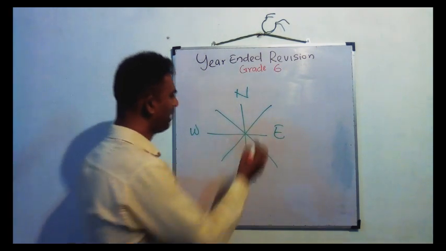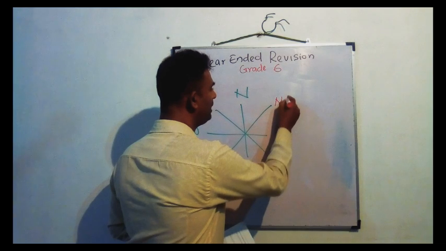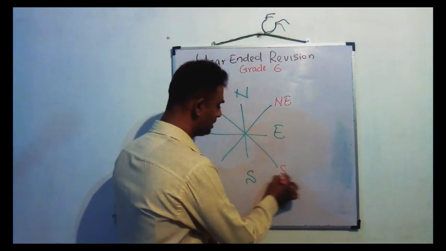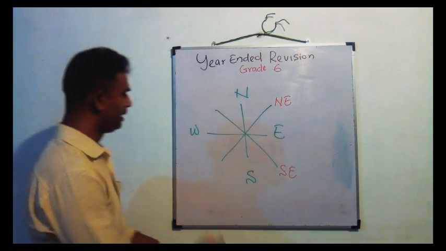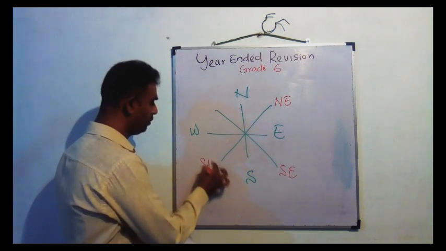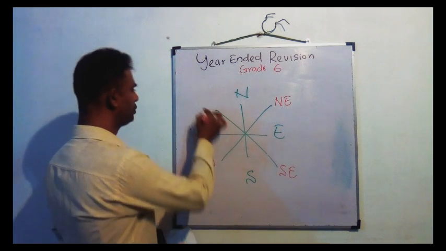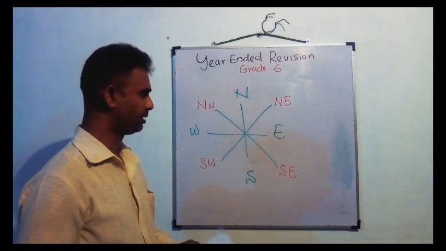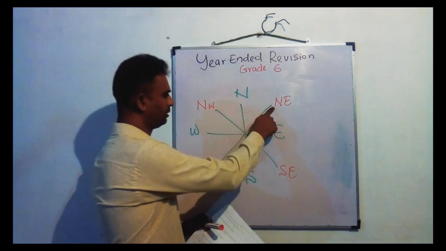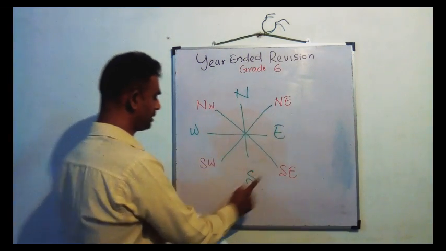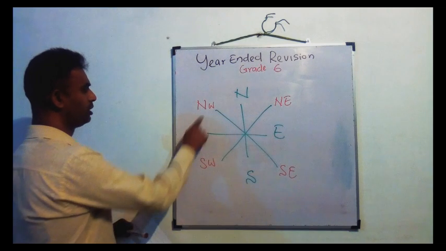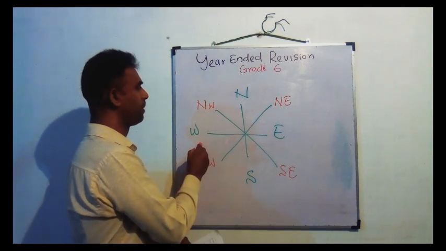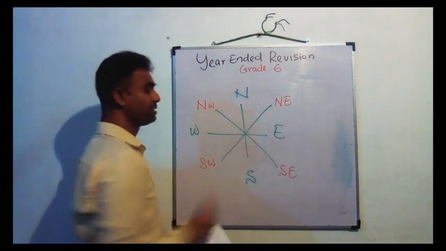This sub-direction is northeast. This one is southeast. Next one is southwest. Next one is northwest. So: north, northeast, east, southeast, south, southwest, west, northwest. The main directions are north, east, south, west. These are the sub-directions.